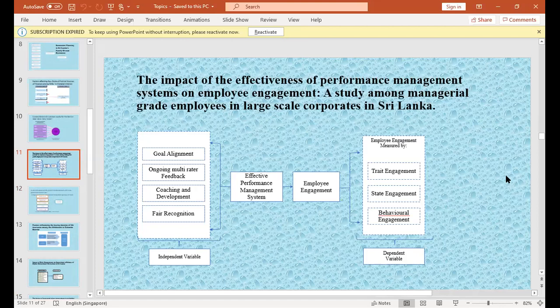This is looking at performance evaluation. So we check the performance evaluation, or measure it, through goal alignment, multi-rater feedback, coaching, development, recognition. So that's how the components of the performance management system would appear. Then how it makes an impact on employee engagement. Who is the unit of analysis?